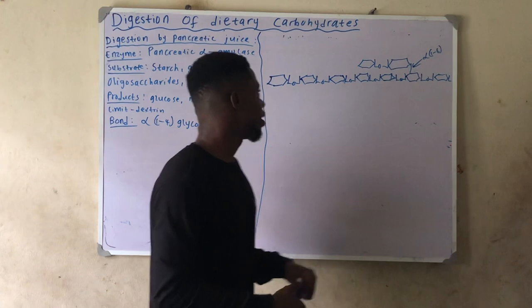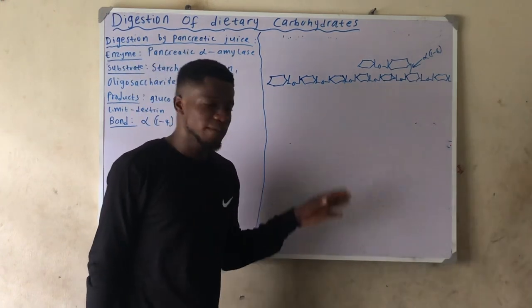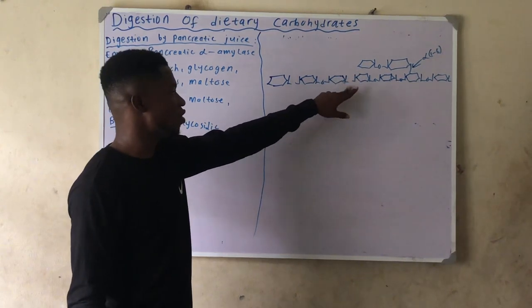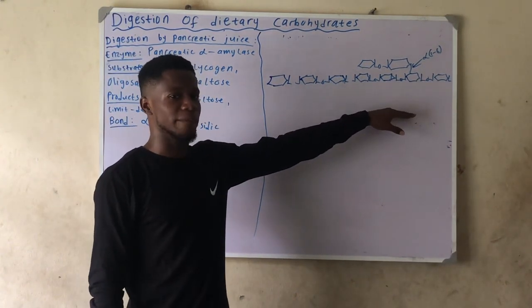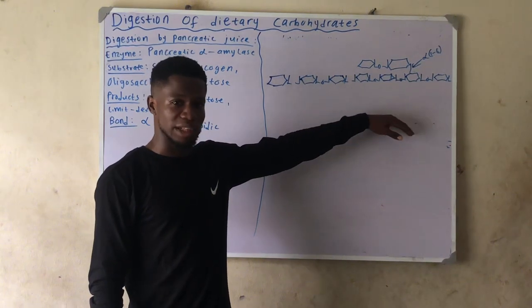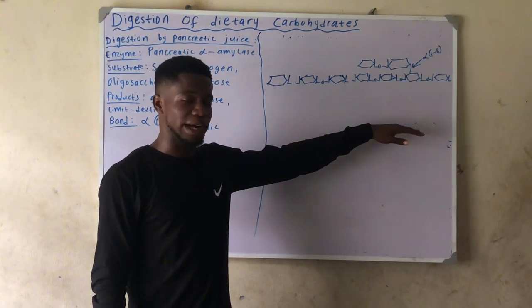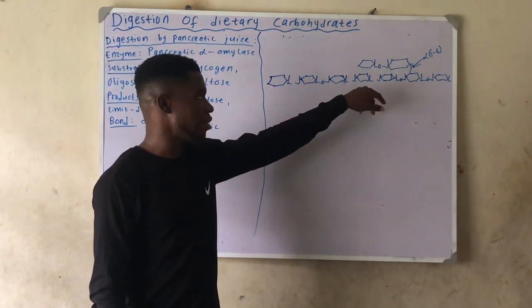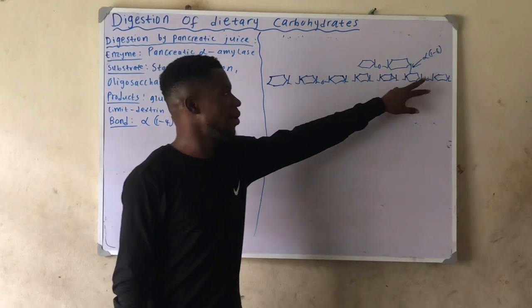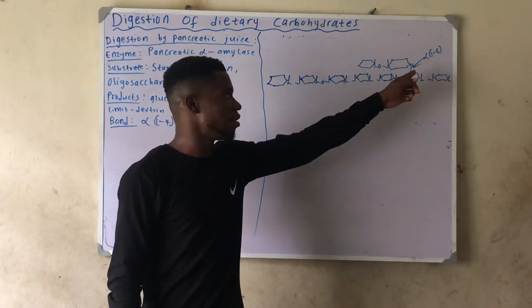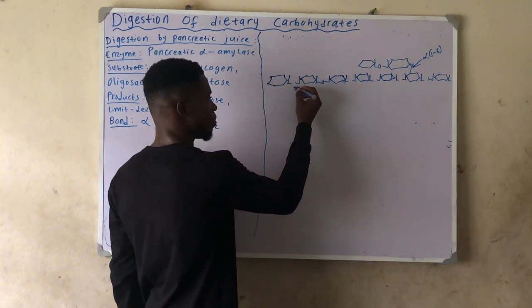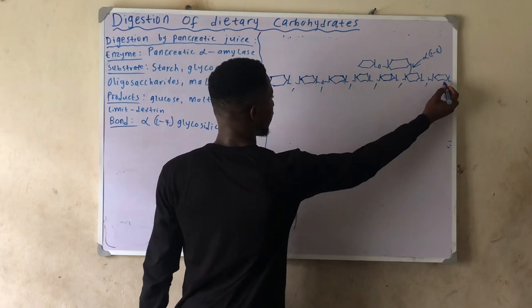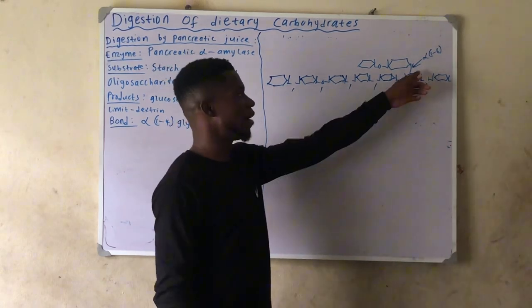So remember that if this is your starch and it was broken down, you have free glucose, it was broken down, you have maltose, what is left is oligosaccharide. So this oligosaccharide now, when it gets to the small intestine, there will be pancreatic juice released, and that juice contains pancreatic alpha amylase. Pancreatic alpha amylase can now further hydrolyze this. Well, it can't hydrolyze this. Why? Because we already know that these bonds here are alpha 1,4, alpha 1,4, alpha 1,4. But this bond here is alpha 1,6.